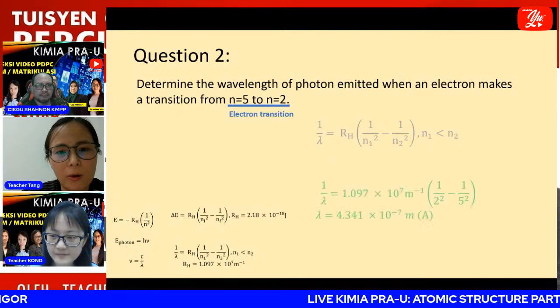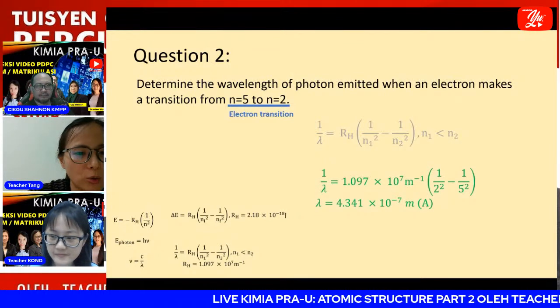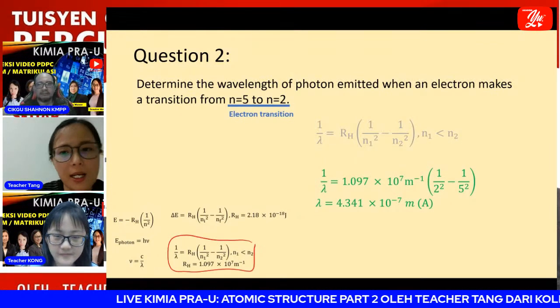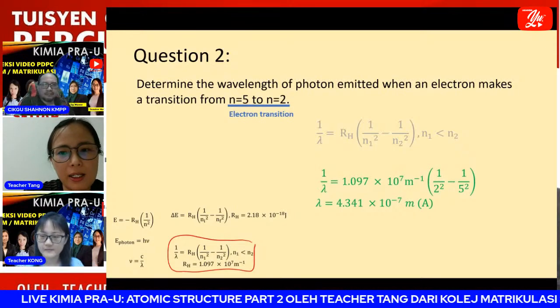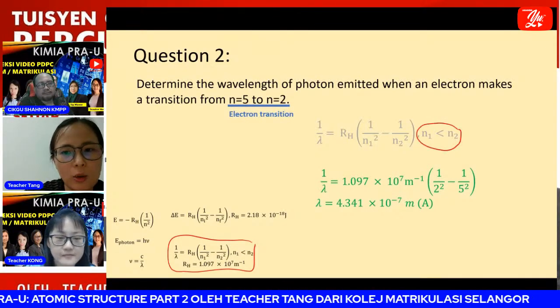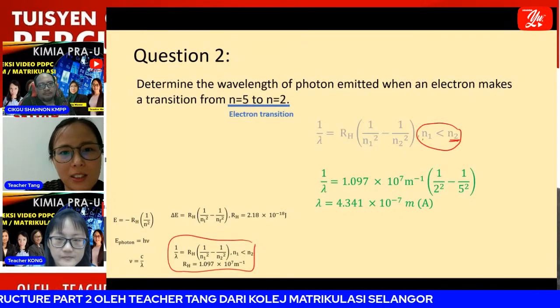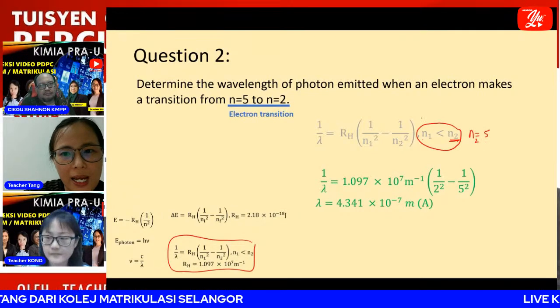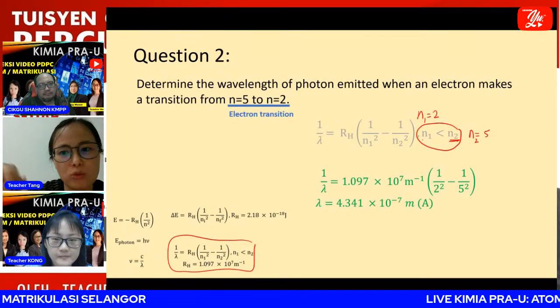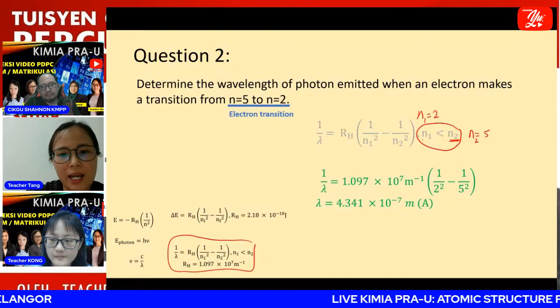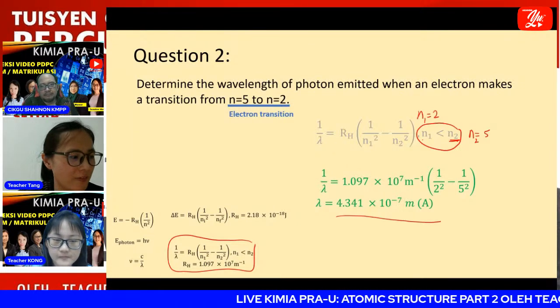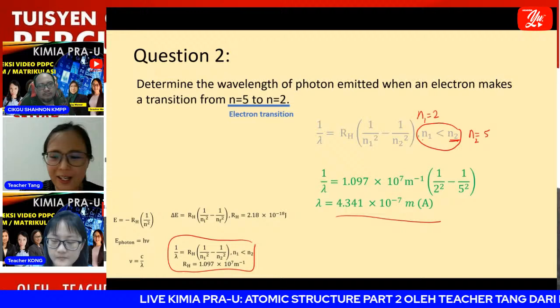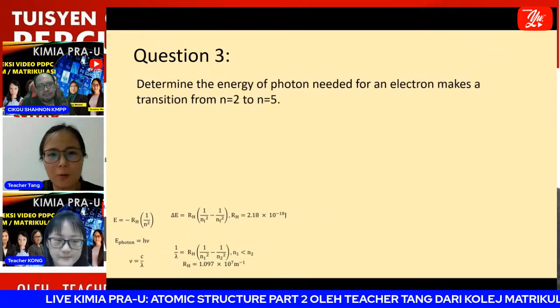Okay, so electron transition means that we need to use the 5th formula. Again, be careful with this. N2 must be larger than N1, so N2 is n equals 5, and N1 is n equals 2. You substitute in, then you get the answer as A. Very good.